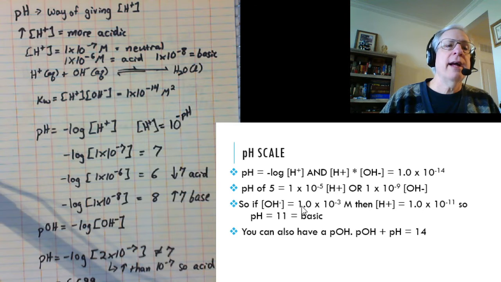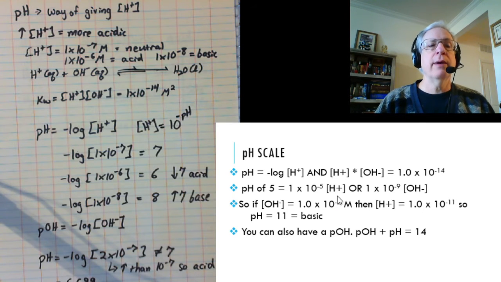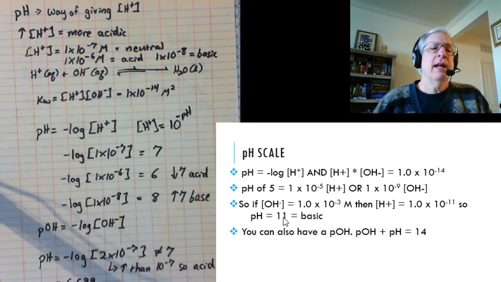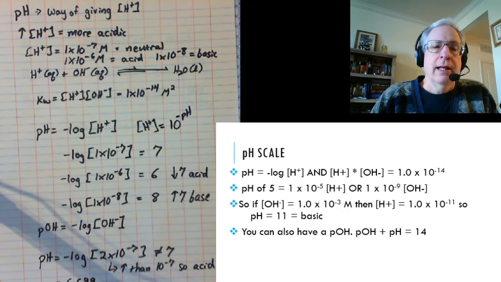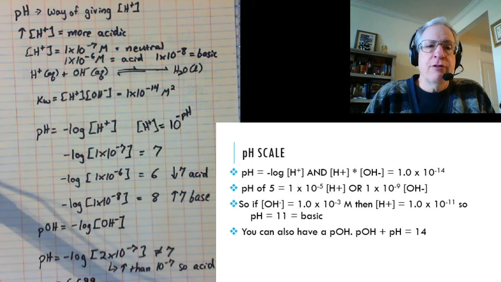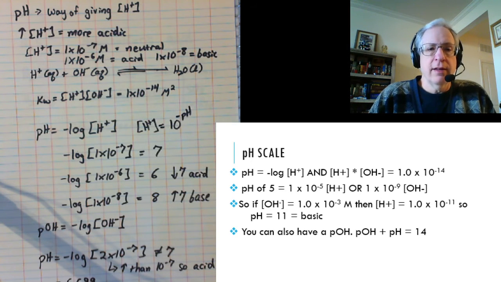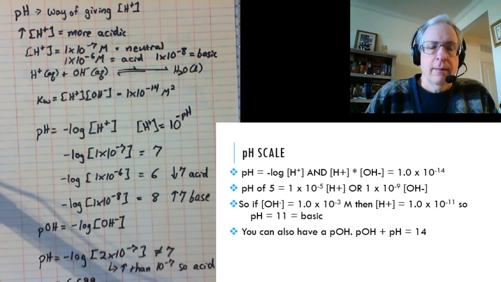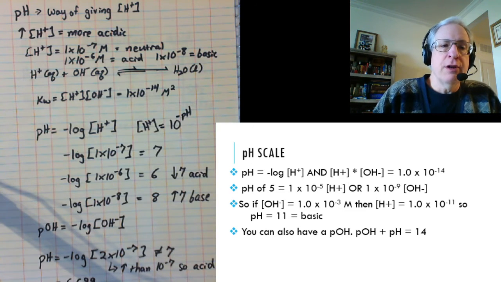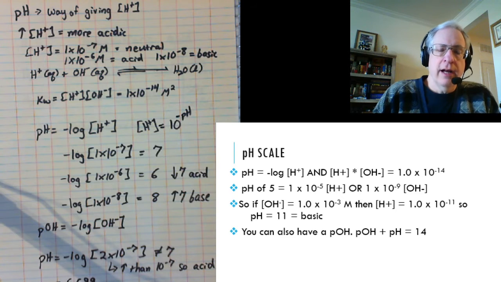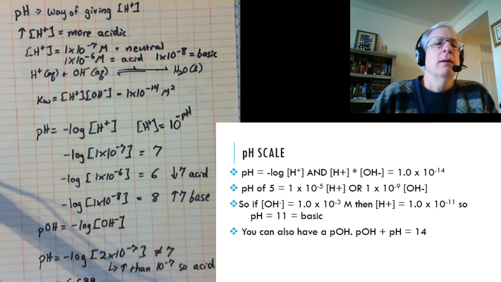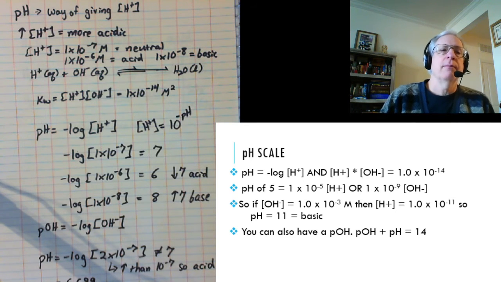Likewise, if the hydroxide ion concentration is 1 times 10 to the negative 3, then the hydrogen ion concentration has to be 1 times 10 to the negative 11, which would be basic because that would be a pH of 11. If the pH is greater than 7, it is basic. If the hydrogen ion concentration is less than 1 times 10 to the negative 7, then it is basic. As the hydrogen ion concentration goes down, the pH goes up. That is one thing to keep in mind because it's a negative logarithmic function.